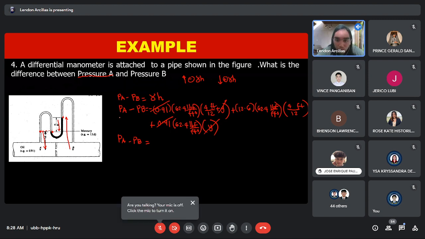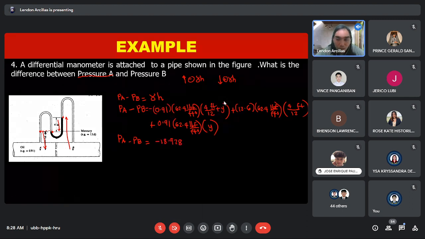So this is 0.91 times 62.4 times Y, which is negative 56.784Y. Plus 13.6 times 62.4 times 4 over 12, this is 282.88. The last one is magiging positive yan, 0.91 times 62.4 times Y, positive 56.784Y. Kaya sinabi ko, magka-cancel yon kanina.